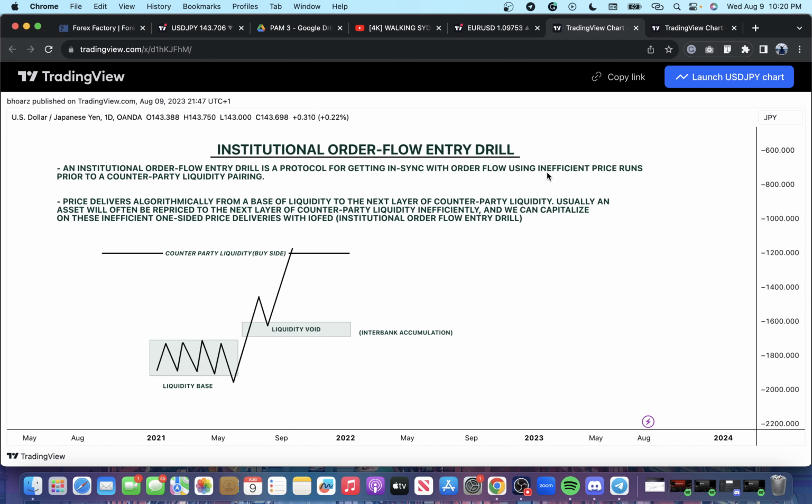What a lot of traders are not aware of is this kind of inefficiency in price. Everyone understands the classic market gap, but outside the classic market gap, you're not really familiar with utilizing one-sided delivery for targeting liquidity pools, or for entry to then target liquidity pools.